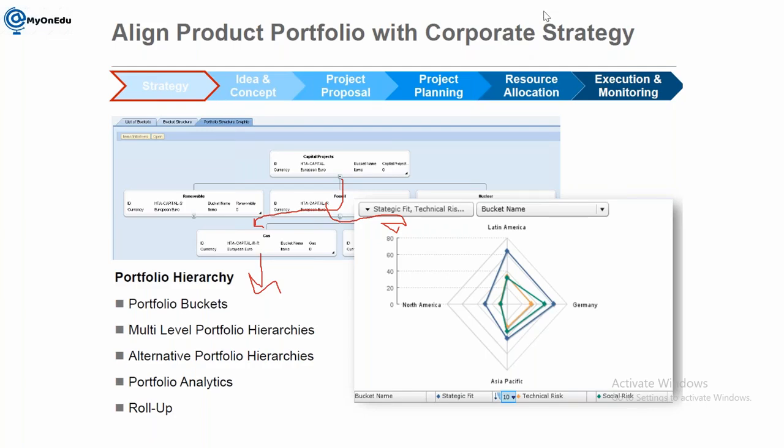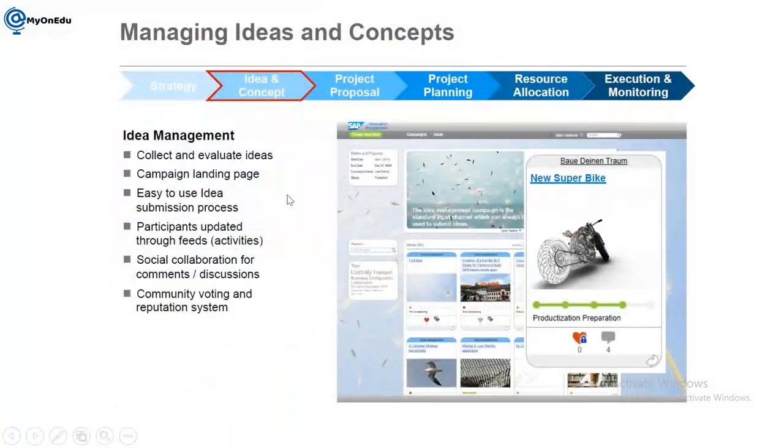So first we define the strategies, and then based on that we go for the idea and concept. In SAP, there is a separate module, innovation management, where you can collect and evaluate ideas. This particular slide is from that different module, called innovation management.